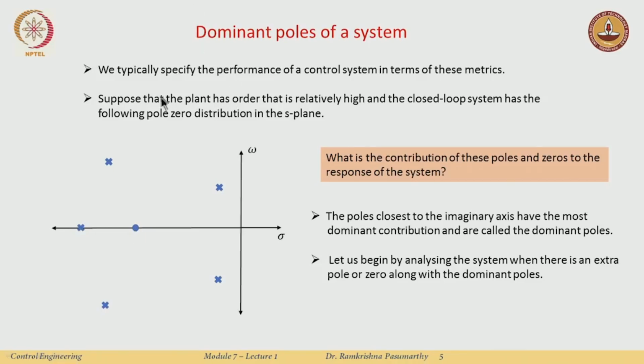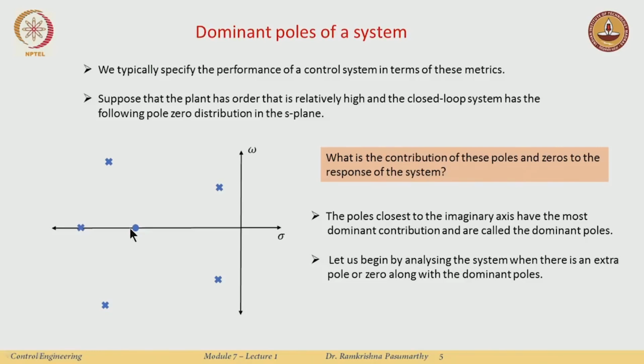So, this is something which has 1, 2, 3, 4, 5 poles and a 0, right. Say, what is the contribution of the poles and zeros to the response of the system? We can say that these 2 poles, I call them the dominant poles of the system, because as time increases, the response of this dominates more than these 3 or 4 guys over here, right.